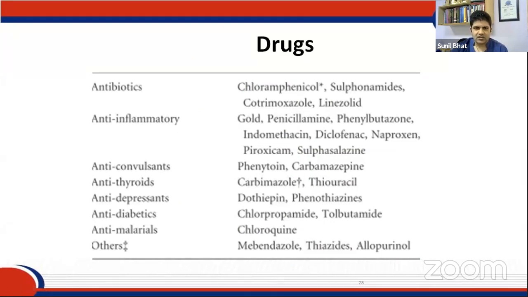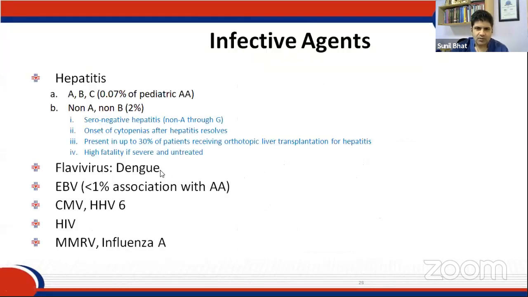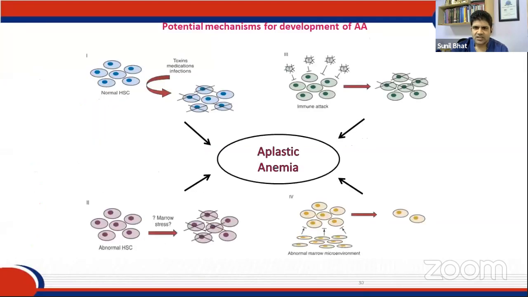And I was telling you earlier, there's a long list of drugs which can lead to aplastic anemia. There's a list here, and we need to ask this history when we are assessing these patients. Some of the common ones, like anticonvulsants and antibiotics, are used regularly in pediatric practice, and we need to ask about that. Some of the infectious agents which we discussed briefly in the last slides can also lead to aplastic anemia, and this is the list of those.